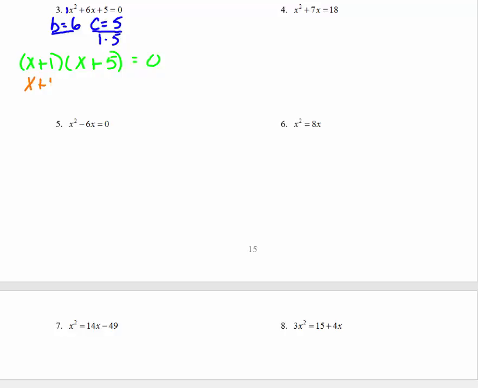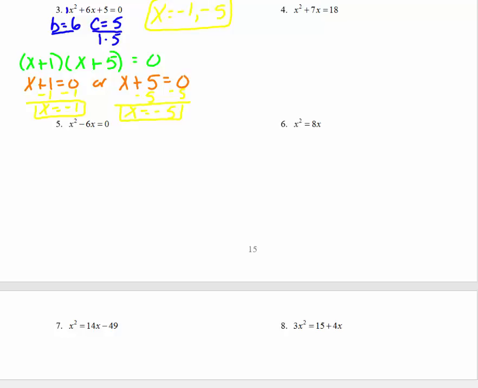So either x plus 1 would have to equal 0, or x plus 5 would have to equal 0. Solving each resulting equation, we'll subtract over the 1, so x would equal negative 1. And we subtract over the 5, so x would equal negative 5. So x is going to equal negative 1 and negative 5. Again, we can check our answers by substitution.